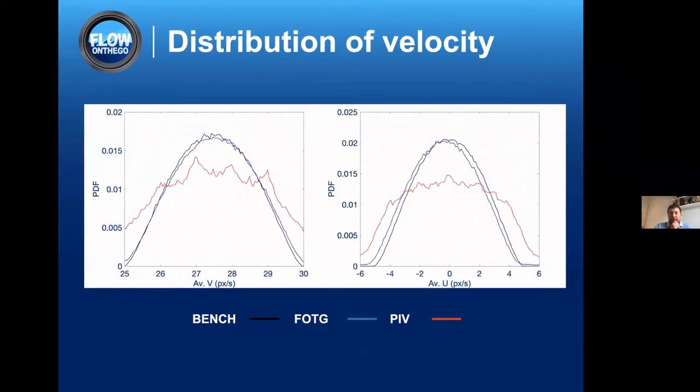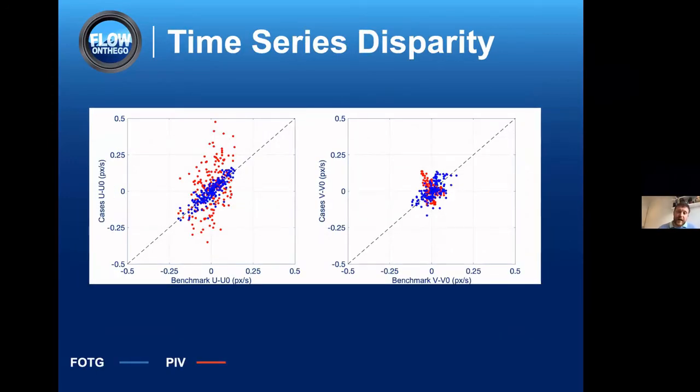If we look at our distributions of velocities, so if I take all the velocity measurements from all the points and compare them with the real one, basically we've got spot on with what the benchmark is, and PIV doesn't seem to be doing a great job. So, okay, that probably was well fitted to this kind of method. So maybe we try a different method.